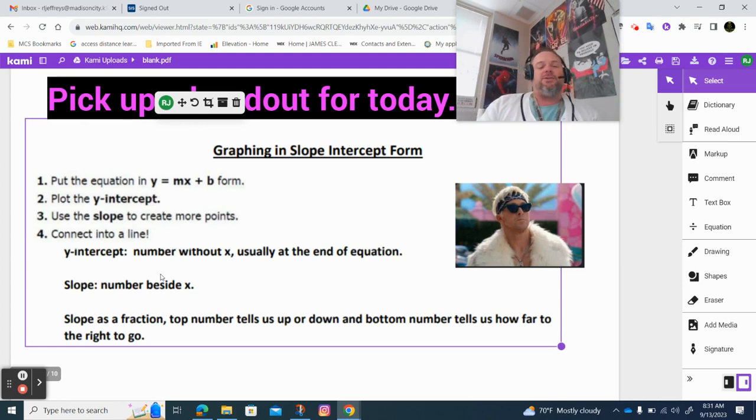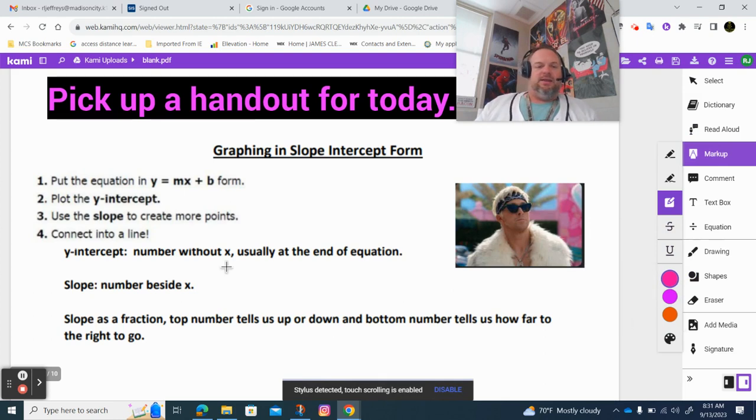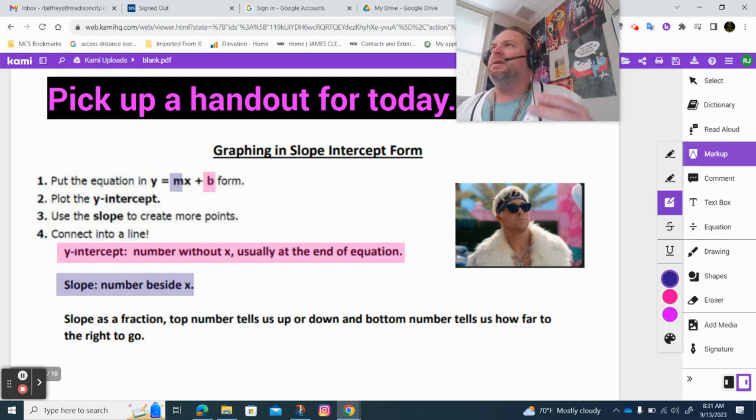Now, the y-intercept. The y-intercept is the number without x, and it's usually at the end of the equation. So if we were looking at this, the y-intercept is our b. And our slope is the number beside x. It's our m. And I really think that m is given for slope because it's for mountains. And I think b for our y-intercept is for the beginning.